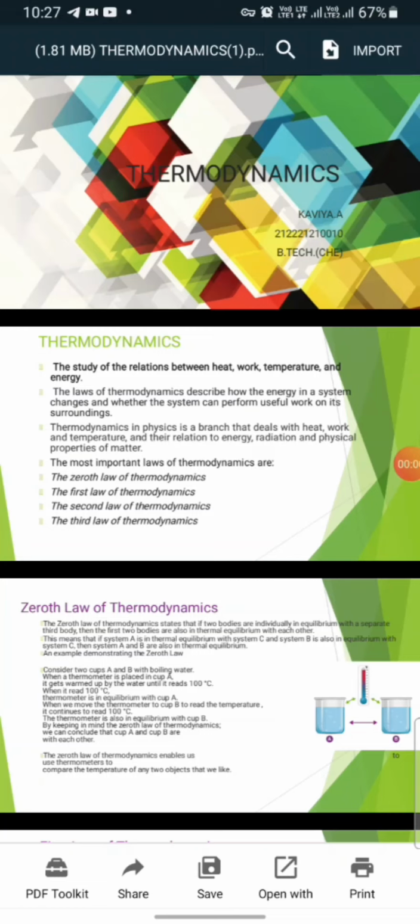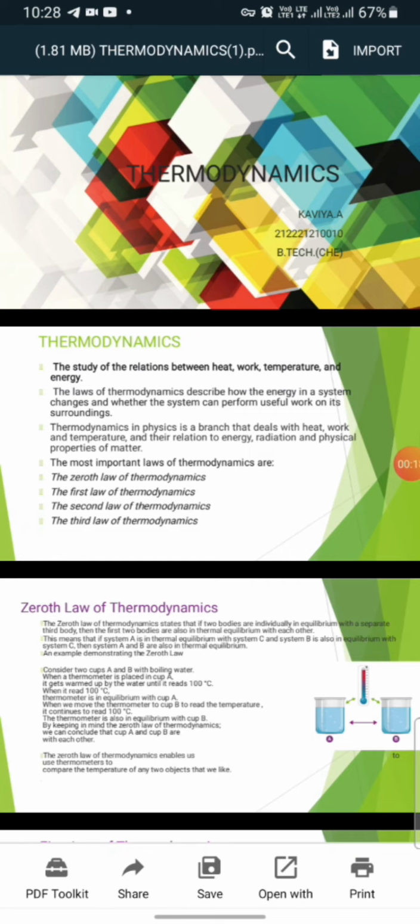Now I am going to talk about thermodynamics. Thermodynamics is the study of relations between heat, work, temperature and energy. There are four important laws of thermodynamics. They are the zeroth law of thermodynamics, first law of thermodynamics, second law of thermodynamics and third law of thermodynamics.